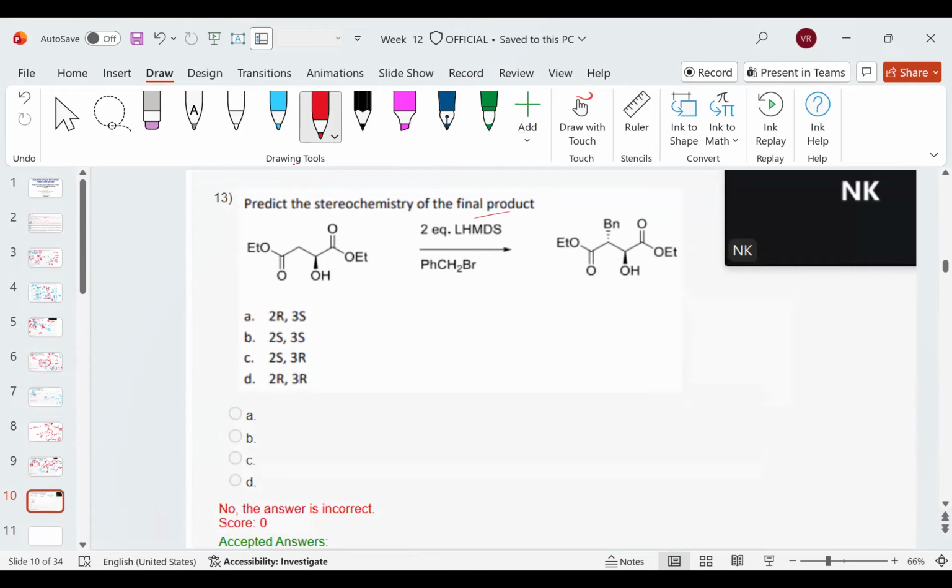Predict the stereochemistry of the final product. Here we have added LiHMDS, which is the base, and then PhCH2Br. So the LiHMDS will obviously abstract the proton here, so it will be O negative first, because this is the most acidic proton. Now we have added PhCH2Br.